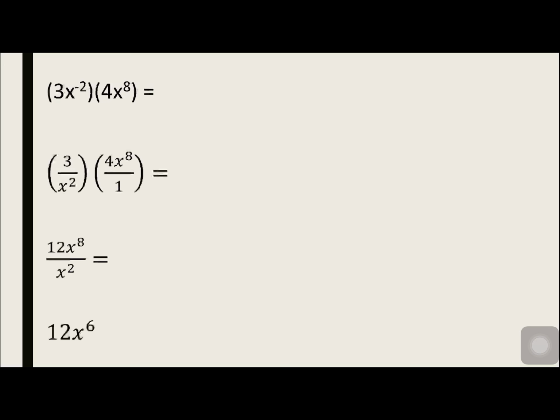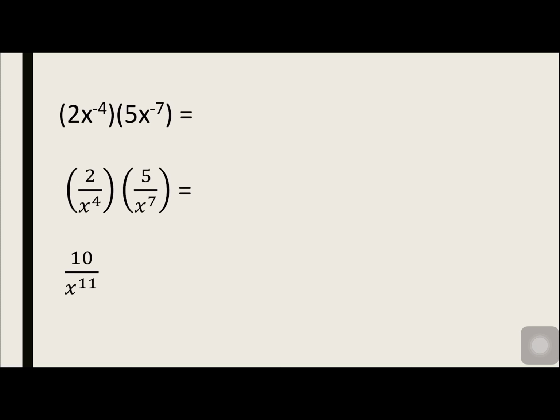3x to the negative 2 times 4x to the 8th. The x to the negative 2 goes to the bottom because it's a negative power. 4x to the 8th is over an understood 1. Multiply across. 3 times 4x to the 8th is 12x to the 8th. x squared times 1 is x squared. Subtract your exponents. 8 minus 2 is 6, and your power is bigger on top.